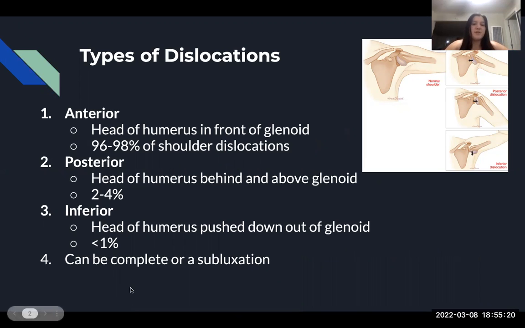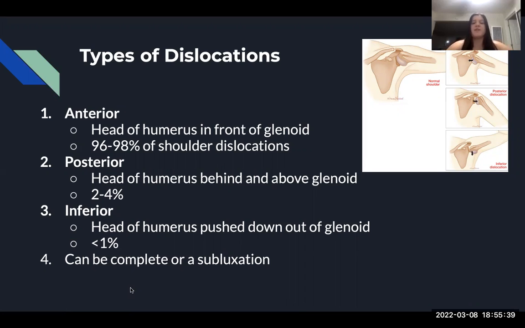In the posterior dislocation, the head of the humerus goes behind and above the glenoid, and they're not very common, but usually they occur when there's a blow to the anterior shoulder and axial loading of an adducted and internally rotated arm.